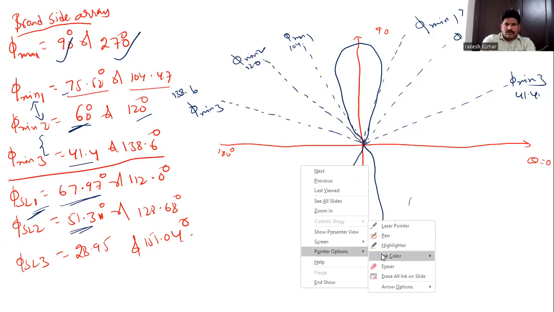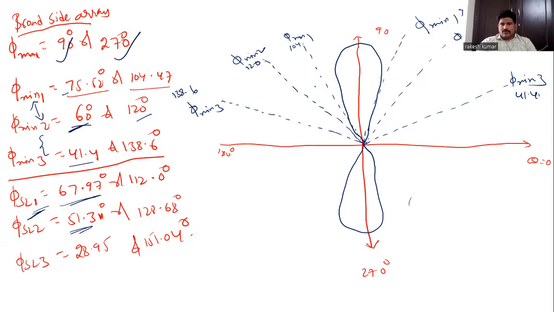Now I am going to draw the side loops. So now the first side loop. I'm drawing the first side loop. This is my first side loop. And similarly, this is my first side loop, which is in between first null and second null. Okay, so this is nothing but my first side loop.